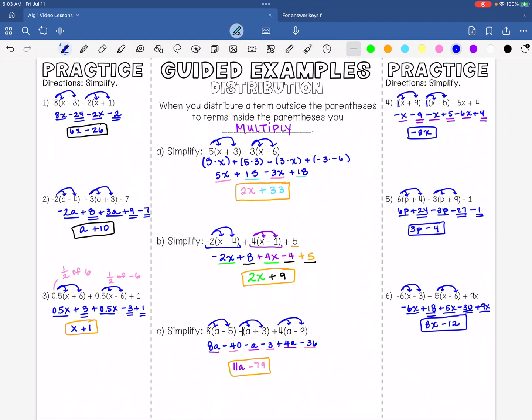Okay, so that's the whole lesson on distribution. Remember, when you're distributing a term from the outside of the parentheses, you're going to multiply the number outside the parentheses by the numbers inside, and then you're going to combine like terms.